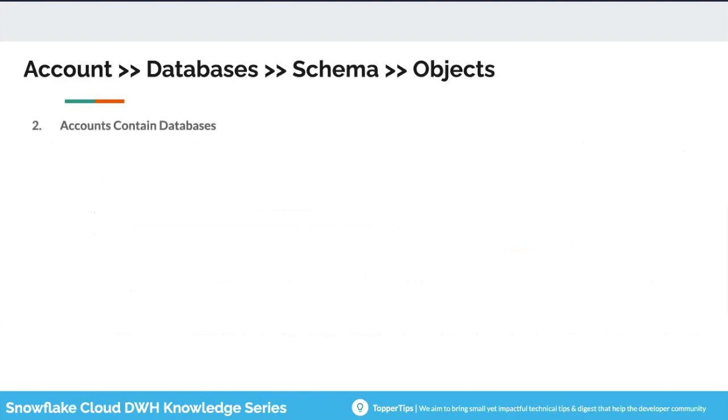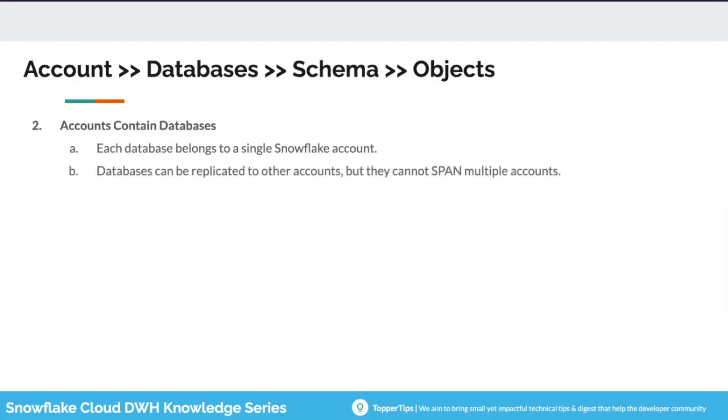Let's understand how this relationship works with respect to accounts and databases, schemas, and objects. Each database belongs to a single Snowflake account. A very simple statement, but during the exam, they would try to confuse you. A database can be replicated to other accounts, but it cannot span multiple accounts. For example, a statement like a table can span multiple Snowflake accounts if a customer has multiple accounts is completely false.